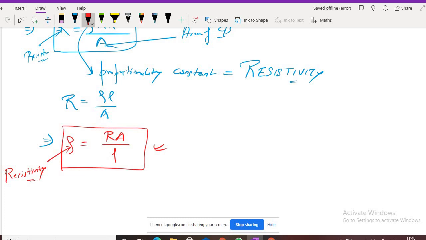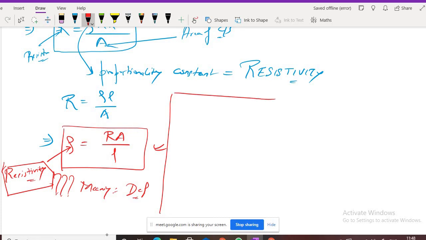But sir, please tell us what you mean by resistivity. The formula is okay, but what is the meaning of this? We have to understand the meaning. Rather, we have to know the definition of this. Let's concentrate on the definition of resistivity now.